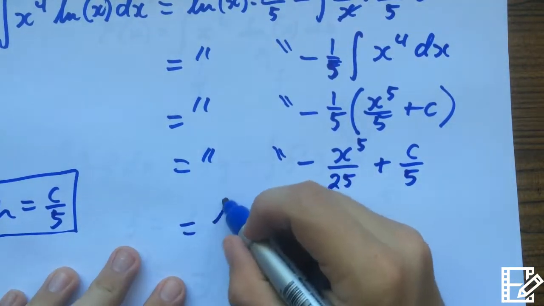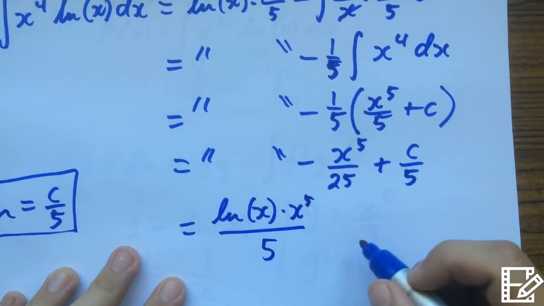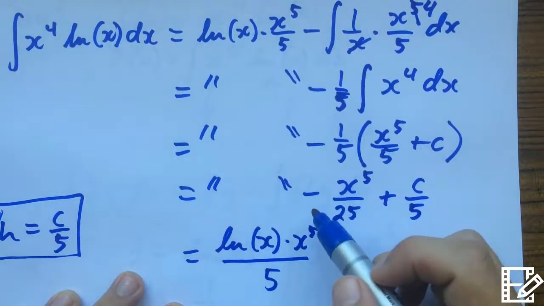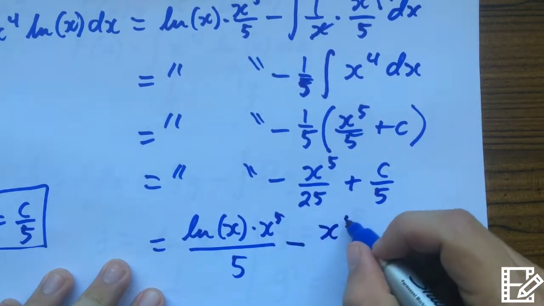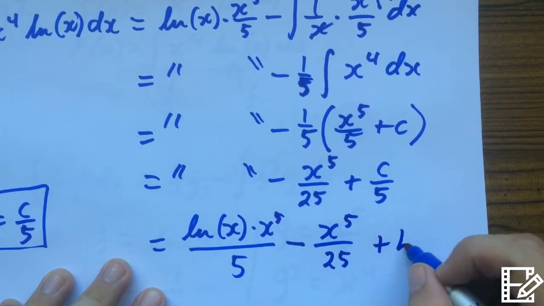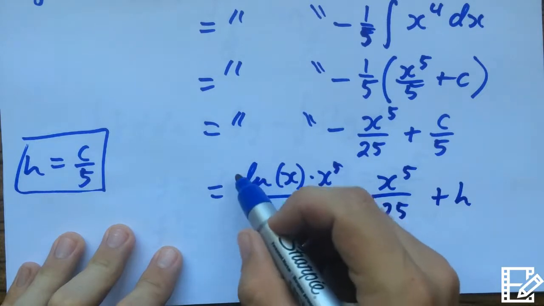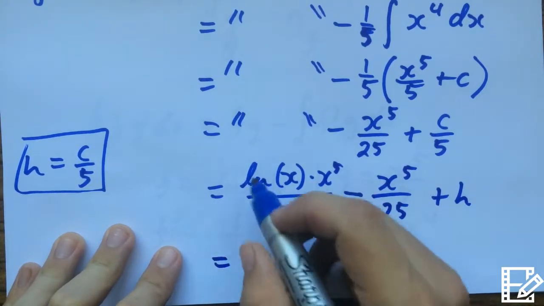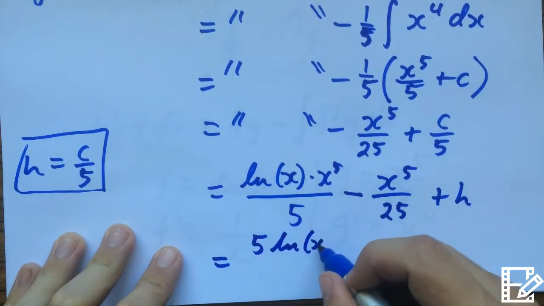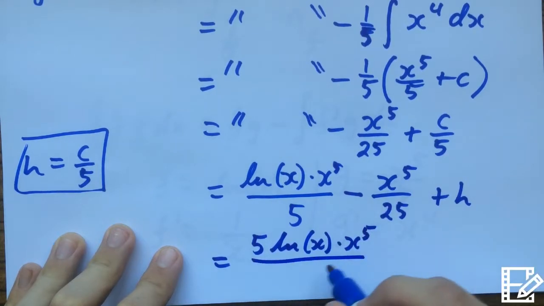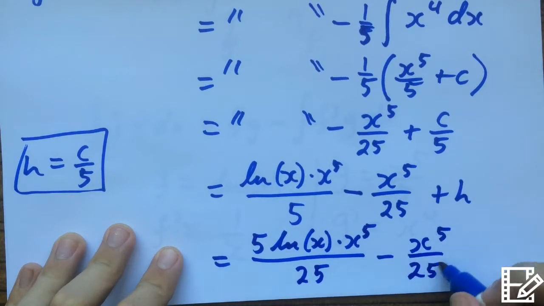And now, it says ln x multiplied by x to the power of 5 on 5, because this is the same as this, because I'm multiplying the ln of x on top of the fraction. Minus x to the power of 5 on 25 plus h. Now to give these the same denominator, what I'm going to do is multiply the top and bottom of this by 5, which will give me 5 ln of x multiplied by x to the power of 5 on 25 minus x to the power of 5 on 25 plus h.